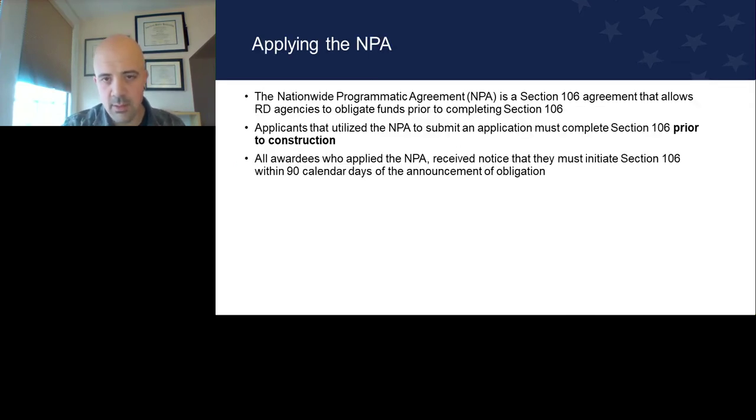So for the small subset of projects that were awarded under the NPA, again, for the most part, the requirements are the same as the traditional Section 106 process, with the big difference being that Section 106 must be initiated within 90 calendar days of the announcement of obligation. I know out of all the projects that have been obligated, not all of them have been announced yet. So depending on where those 8 projects fall out, the clock may or may not have started for you. Your letters that have been sent out over the past few weeks would have indicated if you were one of the 8 that needs to abide by the provisions of the NPA.